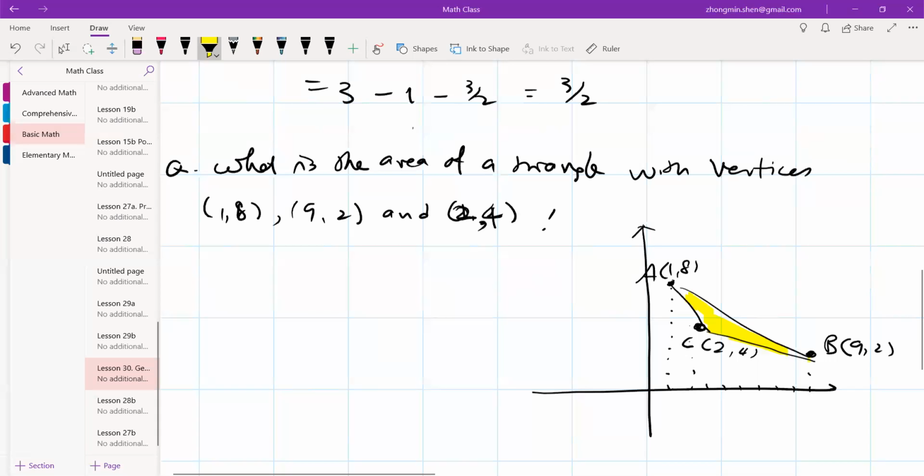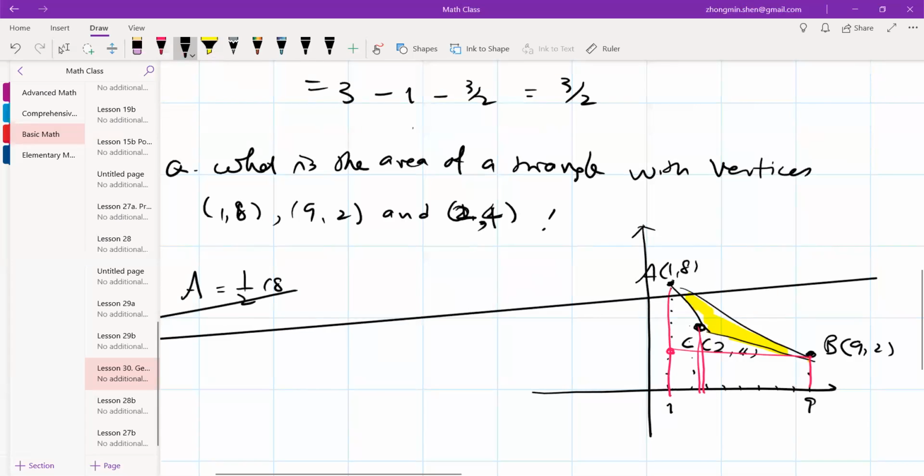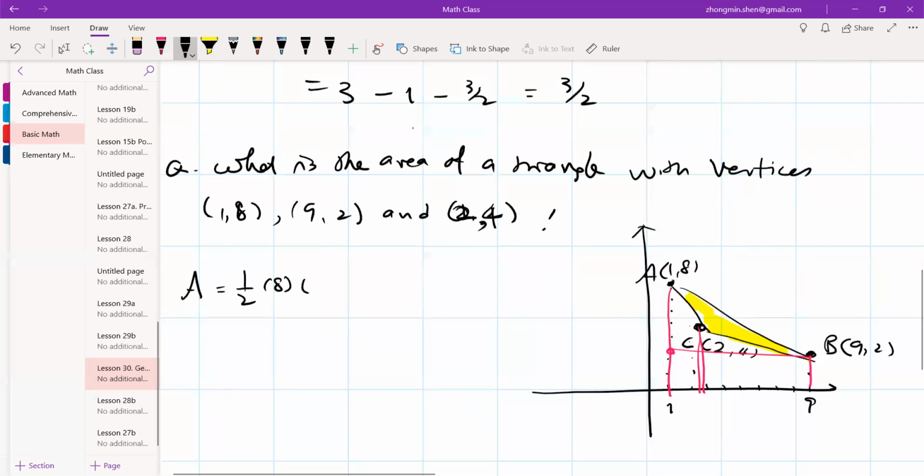Okay, so look at this triangle. You have to draw some lines, right? You can draw this line. So now you have the larger triangle, then you have one triangle and one trapezoid. So the area is going to be the area of the larger triangle. The base is from 1 to 9, so it's going to be 8, and the height is from 2 to 8, which is 6. That's the area of the larger triangle.